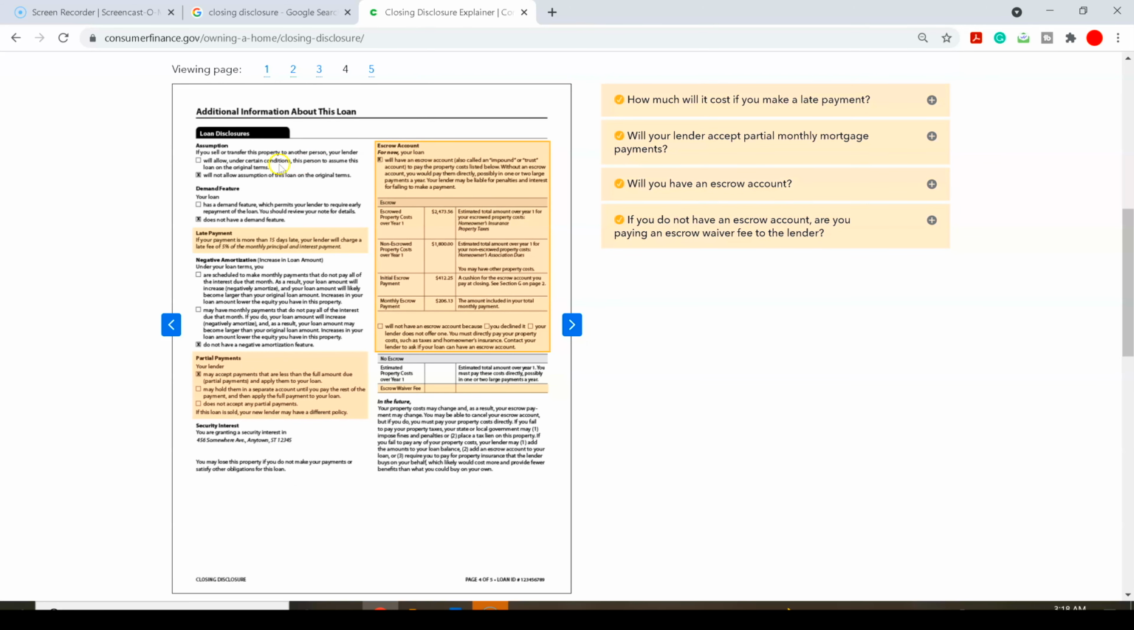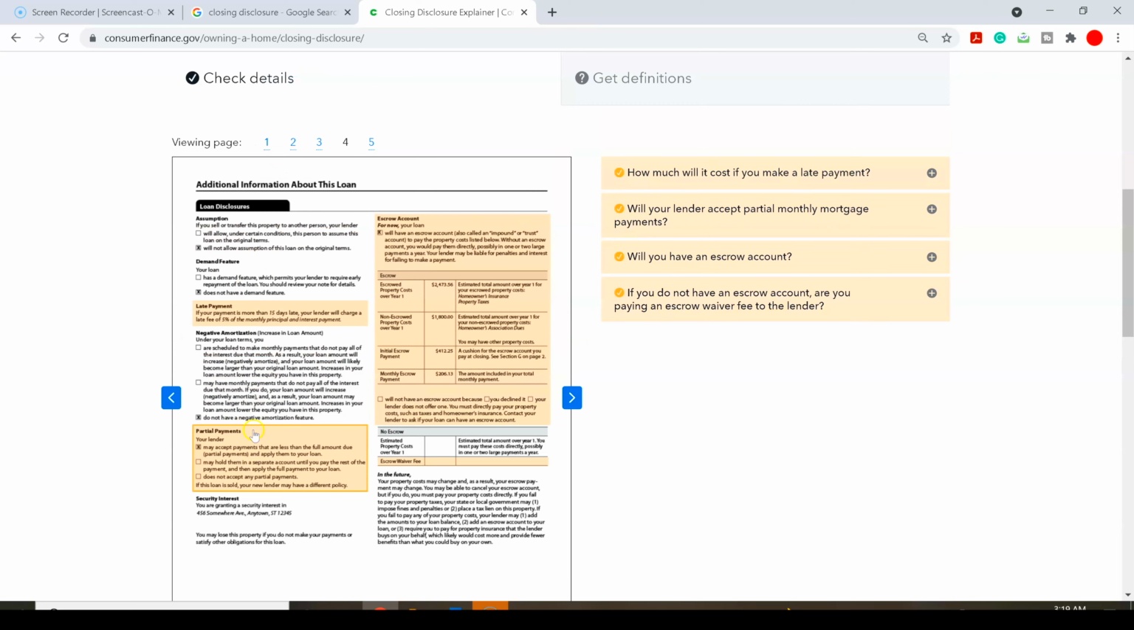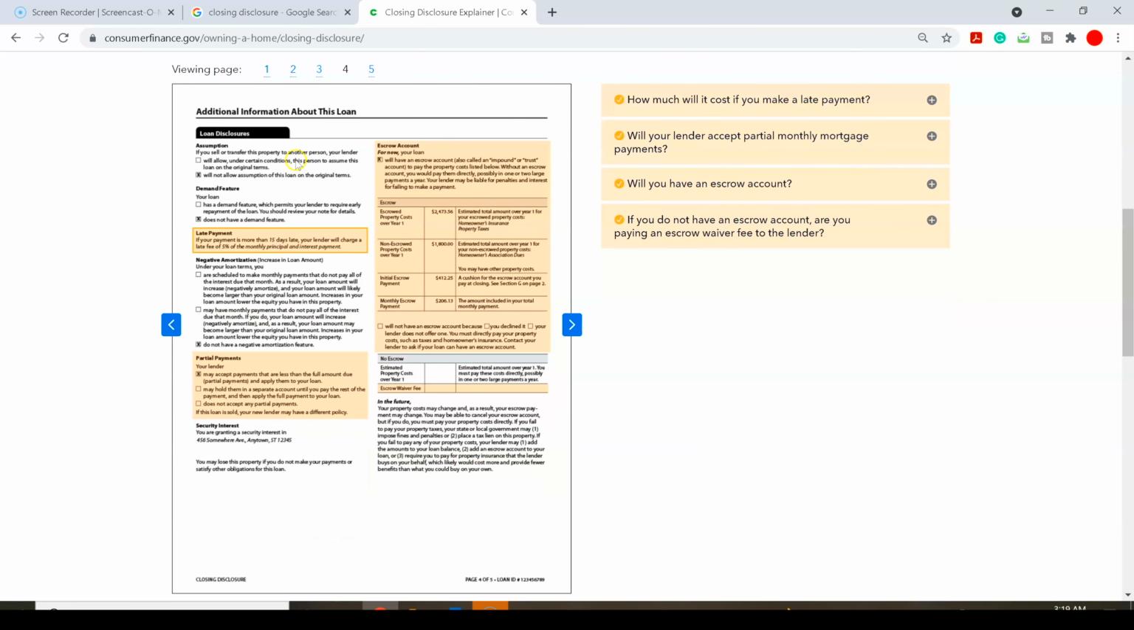Okay, this fourth page is going to have different details about your loan, whether or not you are allowed to sell this note, so basically someone can assume this loan from you. And it's going to say if it has a demand feature where in certain circumstances your lender can demand the full payment. Most of the time it does not.